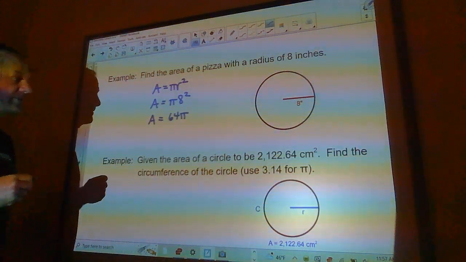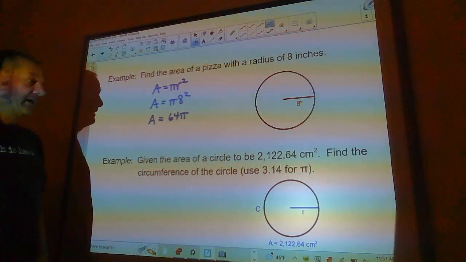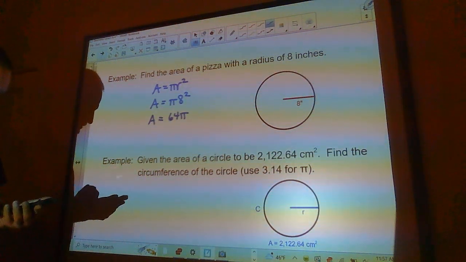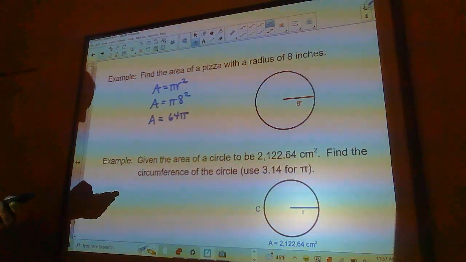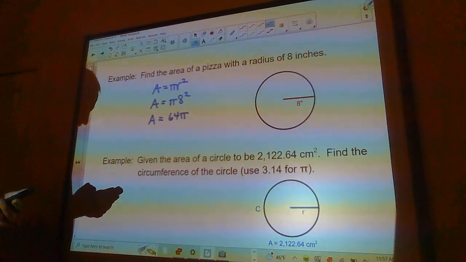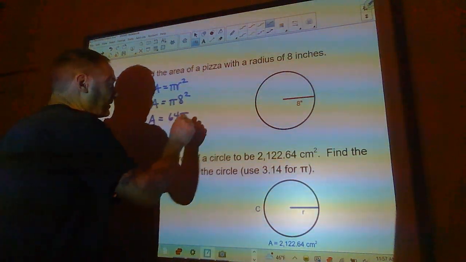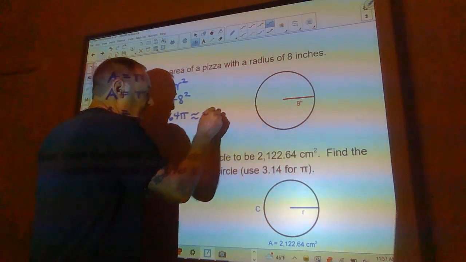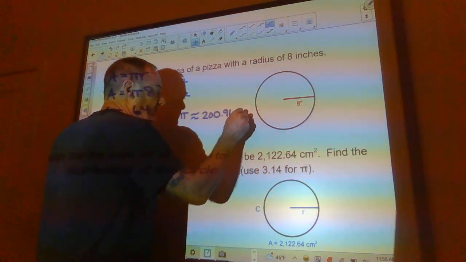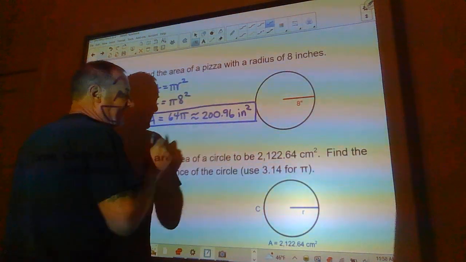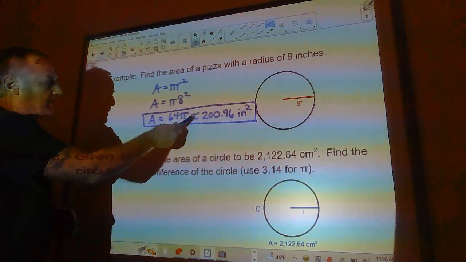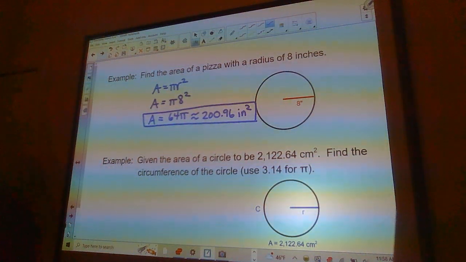Now that's the exact answer, okay? And most of the time what we really want is the approximate answer. So we'll whip out a calculator here, and 64 times 3.14 comes out to be approximately 200.96, and that's going to be square inches because it's an area. Now, what I always like to do is put down the exact answer and the approximate answer. Make sure you put the approximately sign in there. Okay. And there you go.